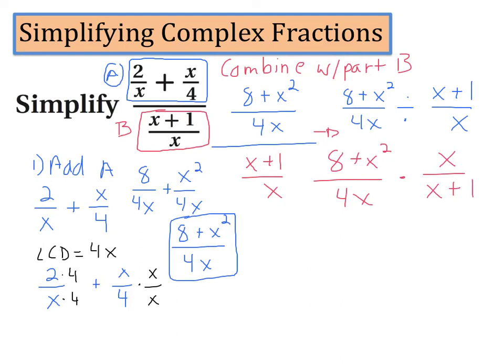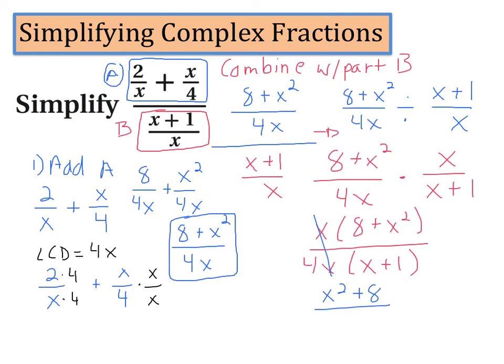Now it's just multiplying two rational expressions. So I multiply the numerators and see if I can cancel anything out of here. So I'm going to have x times 8 plus x squared over 4x times x plus 1. Now the only thing that cancels out here are the x's. So my final expression is x squared plus 8 over 4 times x plus 1.